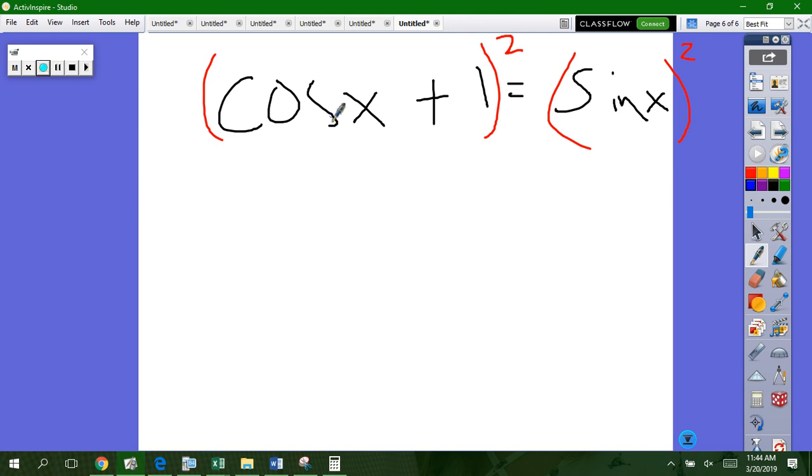But then I'd have 1 over cosine, which is secant. I'm going to square both sides. And what happens here is I get cosine squared of x plus 2 cosine x plus 1 equals sine squared.